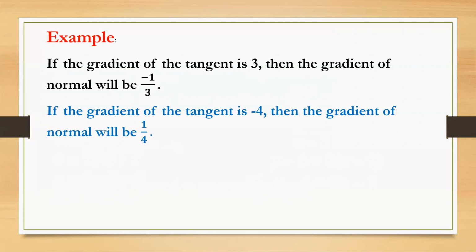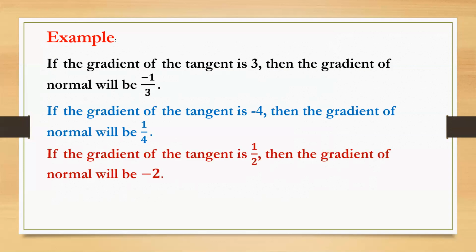So, second example, if the gradient of a tangent is -4, then the gradient of a normal will be -1 over -4, which will give me 1/4. Similarly, if the gradient of a tangent is half, then the gradient of a normal will be -1 over half, which is -2. Or, as I have said, when you multiply the two gradients, you should get a product of -1.